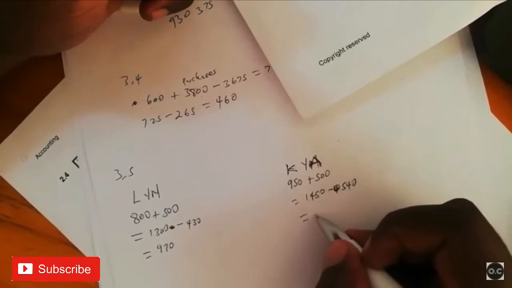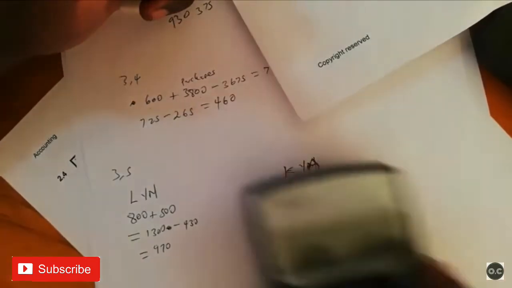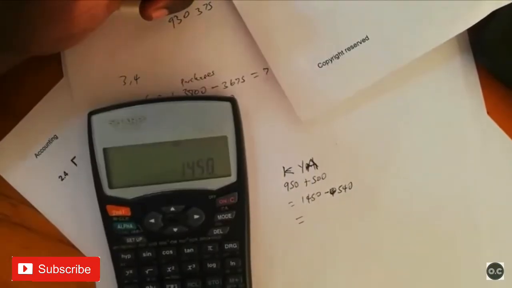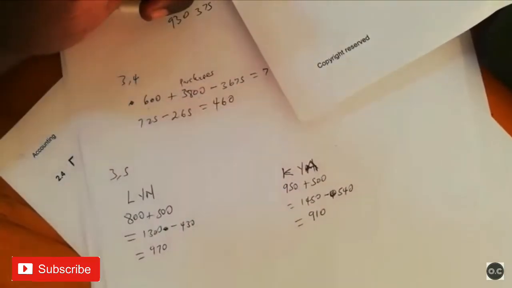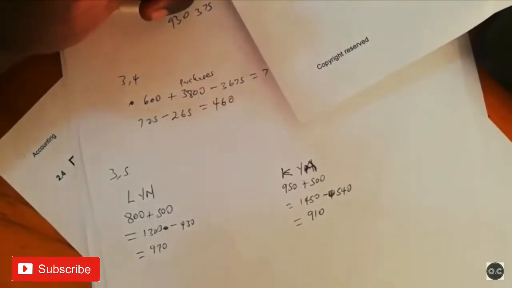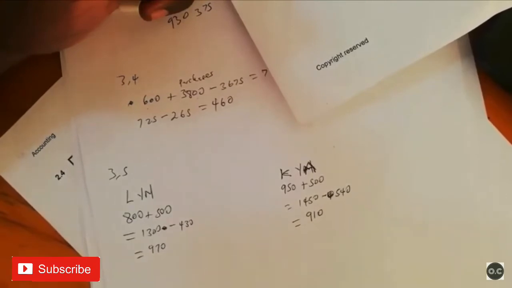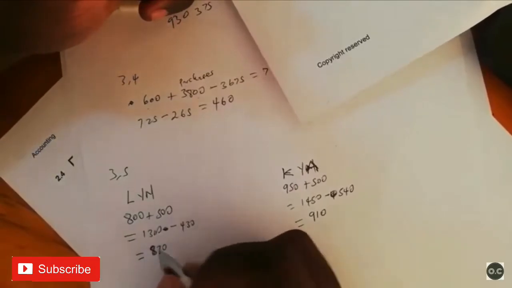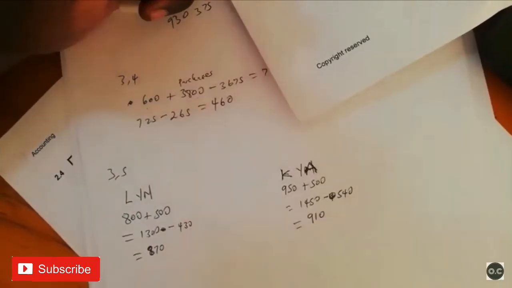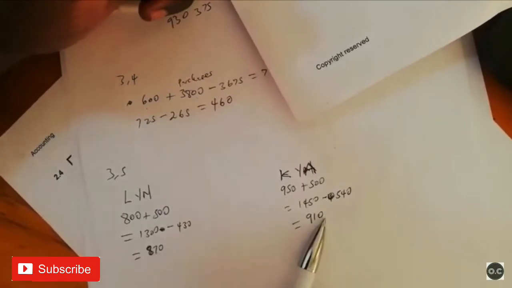Here you would have... I'm trying to calculate with my head, yeah. Minus 540, 910, yes. Right, so you have 910 there. There you've got 970 left, right? Sorry, not 970, 870. So you've got 870 left, 910 left then.